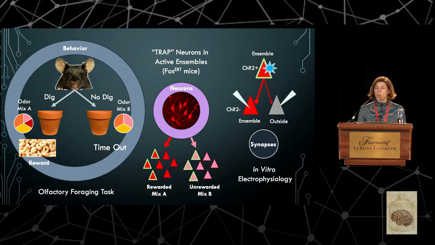We do this by recording one neuron that we believe is in the ensemble, tagged with a red fluorescent marker, and a nearby neuron that's outside of the ensemble. Then we activate a small subset of the population using channelrhodopsin, and that population is part of the ensemble. We then compare the within-ensemble connections to the connections from the ensemble to outside the ensemble.